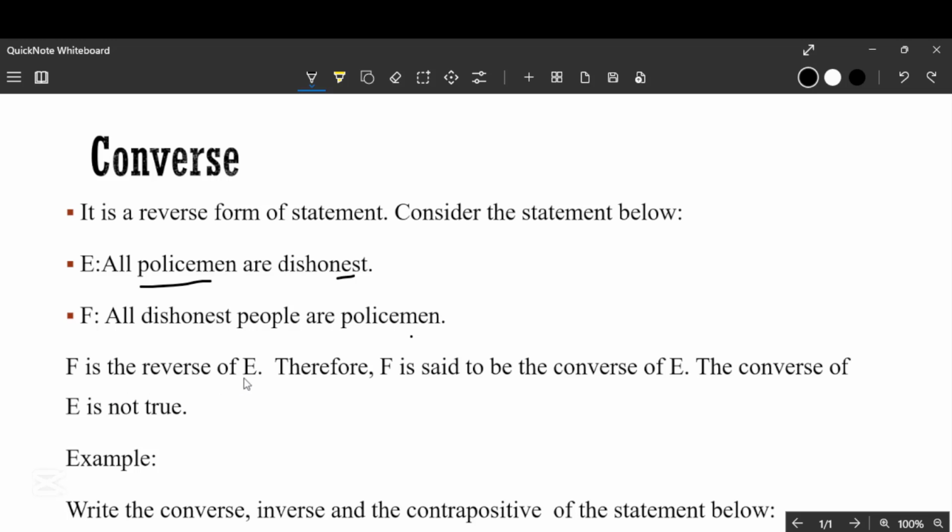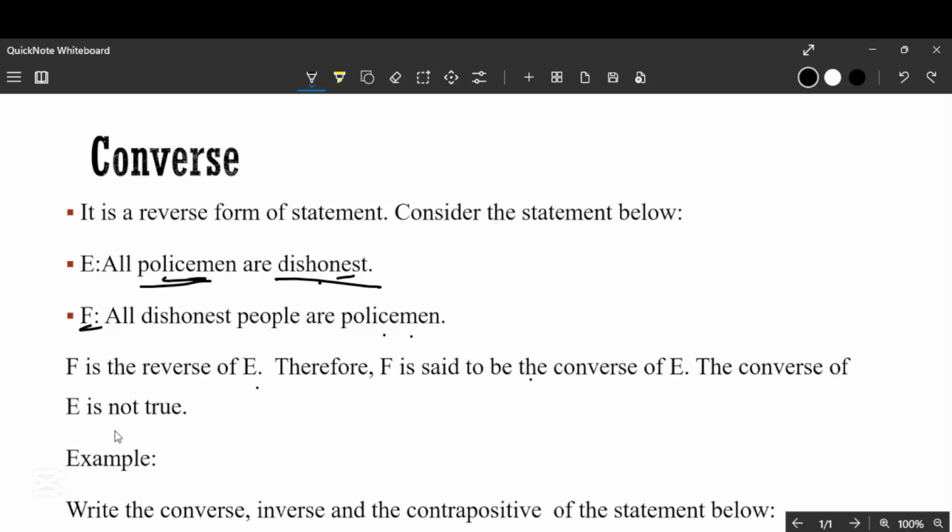F is the reverse of E. So we are reversing the two parts: all dishonest people are policemen, all policemen are dishonest. So the reverse of E is F, which is, of course, all dishonest people are policemen. It's called a converse. Therefore, F is said to be the converse of E.